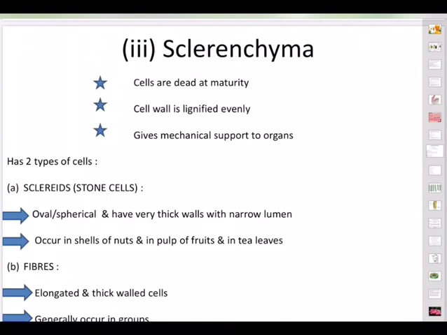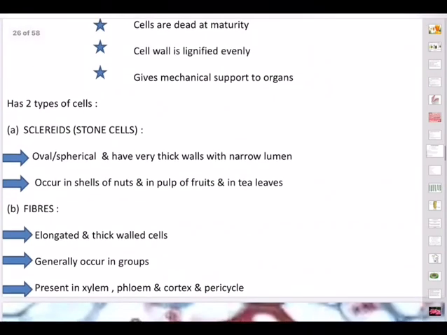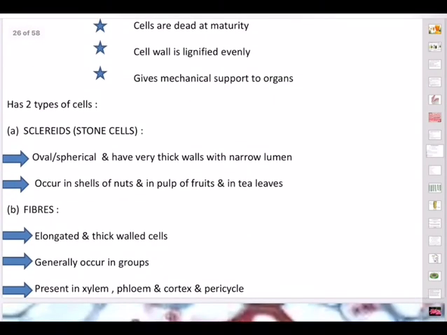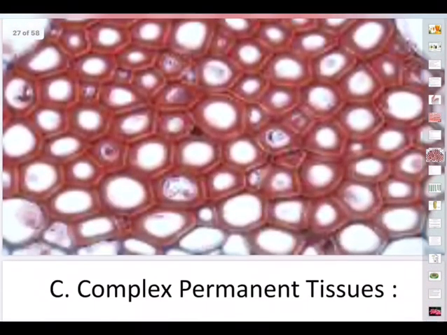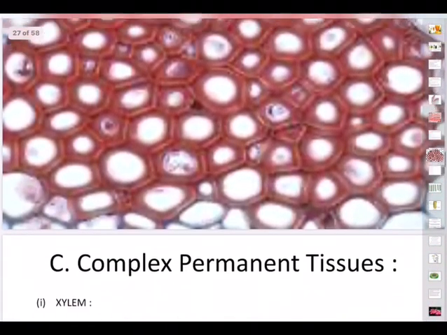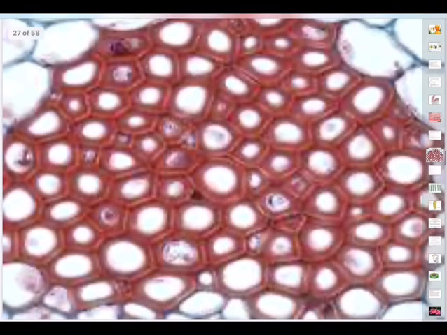It has two types of special cells, sclereids and fibers. The sclereids are called stone cells. They are very thick with a narrow lumen, and occur in nuts, like the shells of coconut, how tough it is to break. And fibers are elongated, thick-walled cells, generally occurring in groups, present in xylem, phloem, cortex and pericycle. See, look at this. This is how they will be present. So in our next session, we'll talk about xylem and phloem.